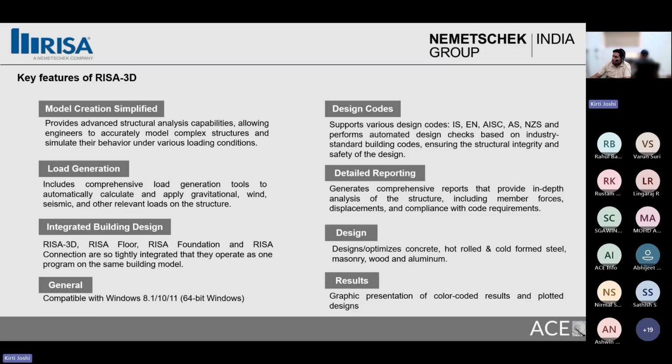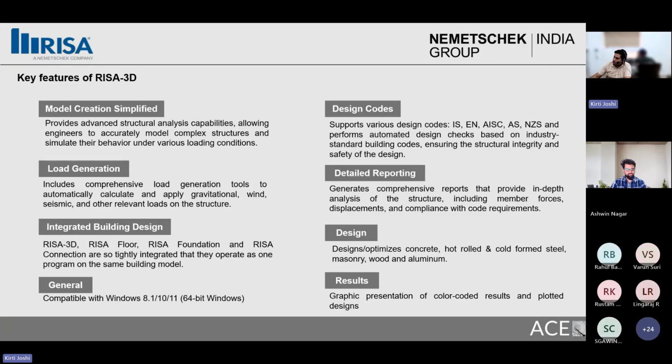Also, the reporting features are great, and it quickly generates the detailed output that includes the member forces, displacement, and the code check summaries, that can all be presented with a color code, and the report can also be customizable. So the minimum system requirement to run the RISA software is 8 GB of RAM and 4 GB of hard disk. The operating system required to run the software is Windows 8.1 with 64-bit, and it works well with Windows 8.1 and above.